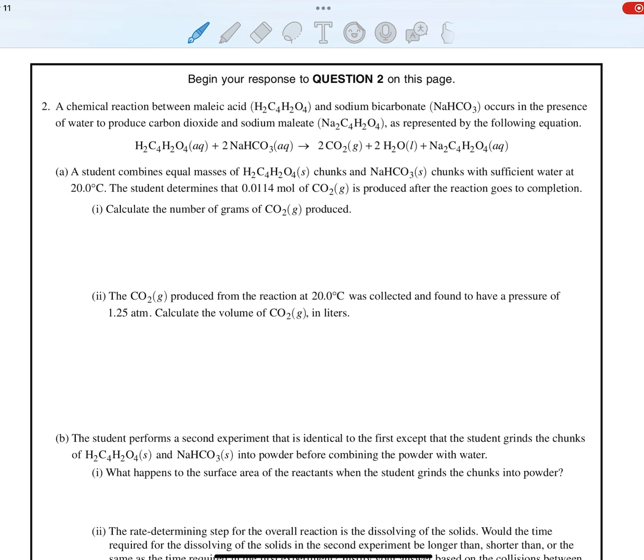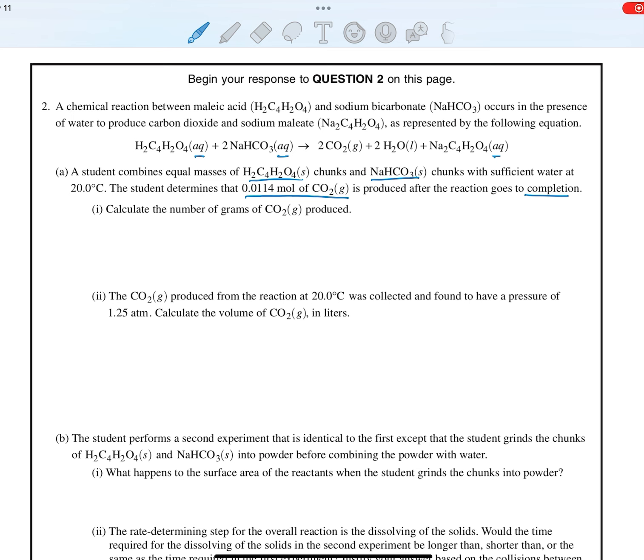Move on to question 2. So in this question, a student is mixing two aqueous compounds and creating carbon dioxide, water, and then this sodium maleate aqueous salt. And it says here in part A, the student combines equal masses of these two solid chunks with sufficient water at 20 degrees Celsius, and then the student determines 0.0114 moles of carbon dioxide is produced after the reaction is complete.